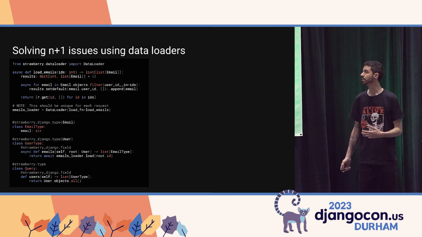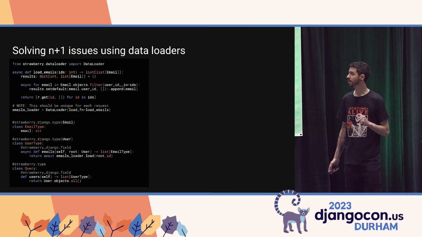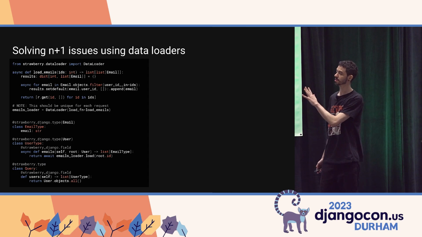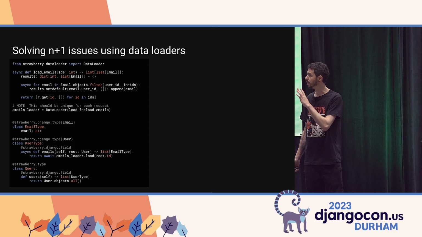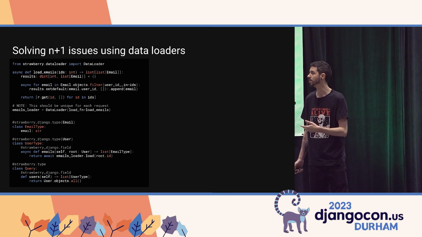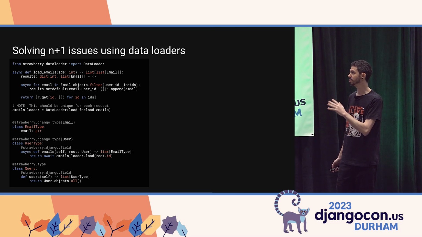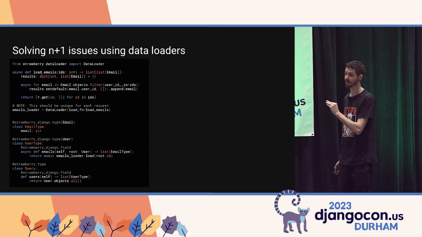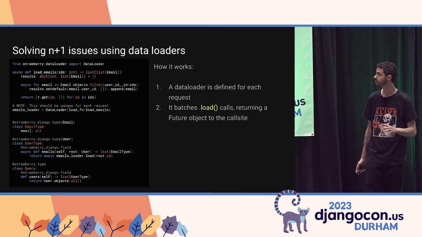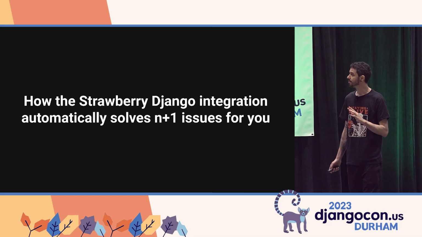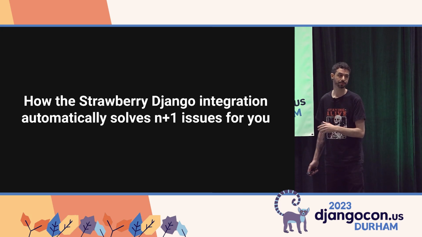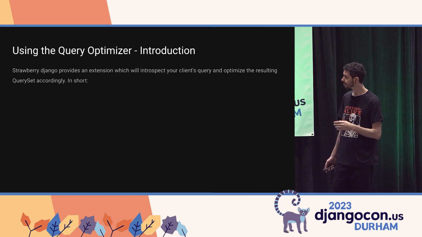So how to avoid N+1 issues? Because I am running out of time, I'm not going to mention data loaders. This is how GraphQL and Strawberry handle it, and it's a nice way to handle this, and you will probably still want to use something like this for more complex scenarios. But how can the Strawberry Django integration help you solve this automatically for you?